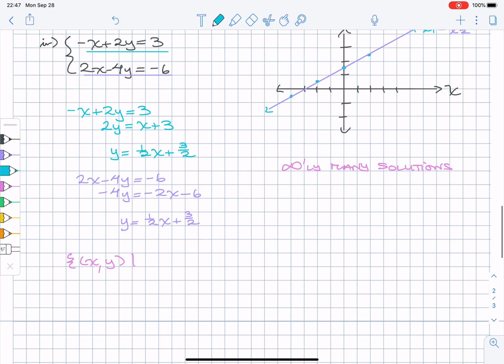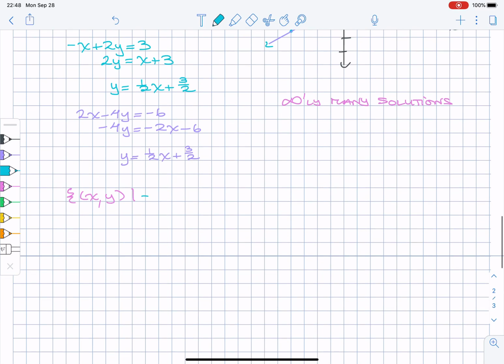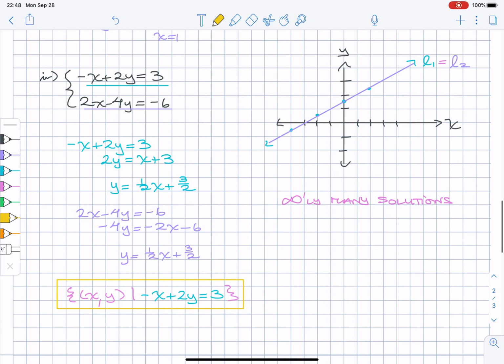Such that negative x plus 2y is equal to 3. Now the reason it doesn't matter which one I choose is because they're both the same line. So they will both reduce to the same equation, regardless of which one you choose. So that's how we would annotate the two lines that are exactly the same.